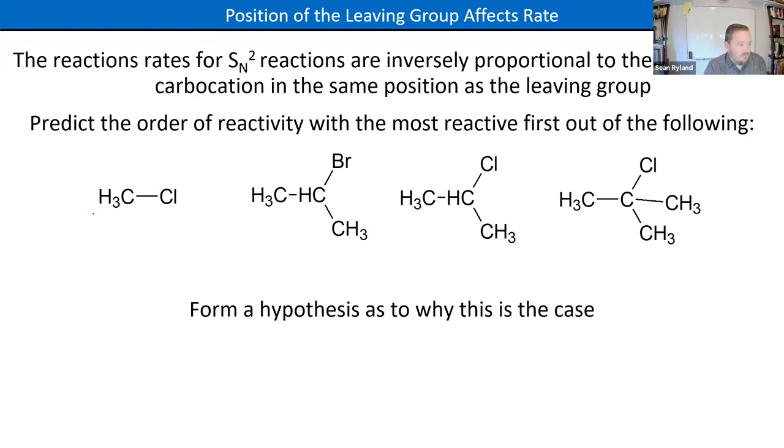So for an SN2 reaction, whatever we have the most spinach around our active site is going to go the slowest. So it's going to go in a really predictable order, just like with our carbocation stability, but for a different reason.